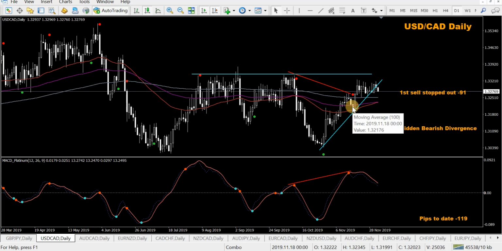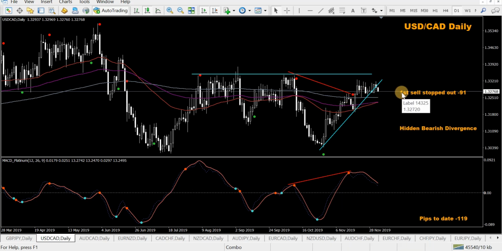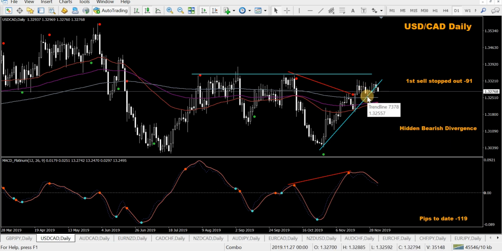It's already taken a sell trade on this red dot here, and it was stopped out. I've stopped out for minus 91 pips. It was based on hidden bearish divergence. I like hidden divergence. Eventually this will be a winner. Well, I've got an 80% chance it'll be a winner. I can't say definitely it will be.